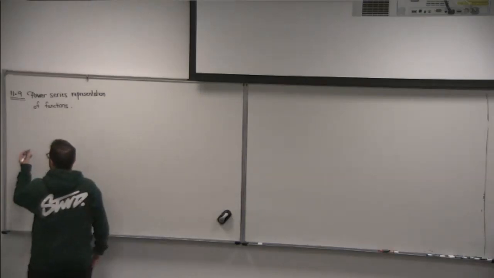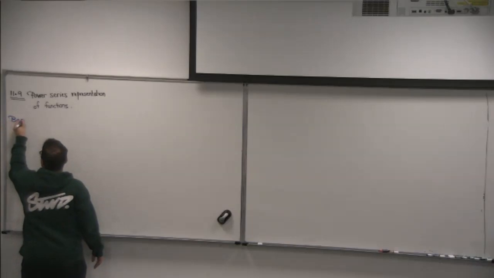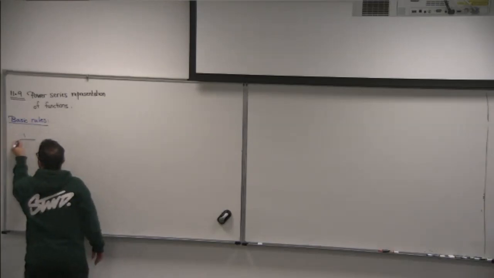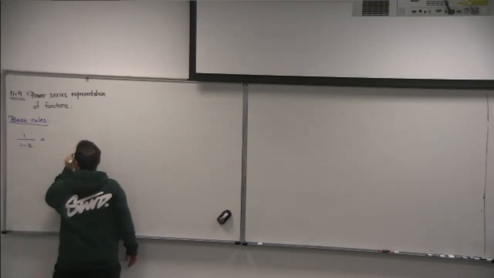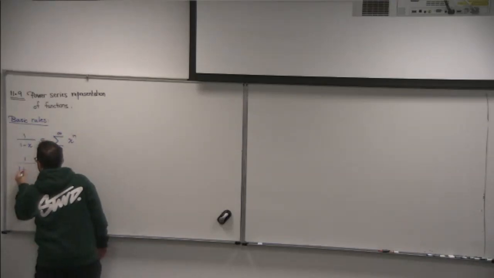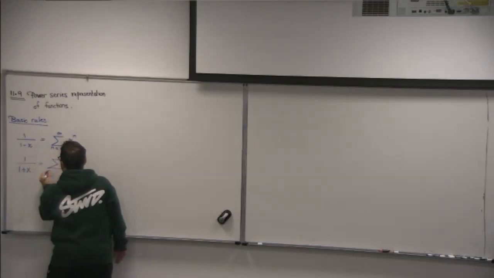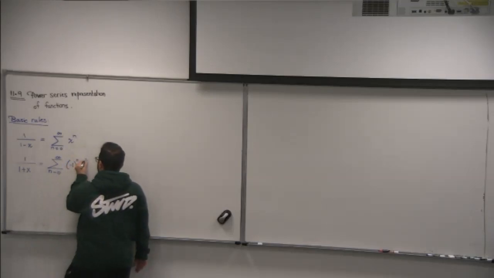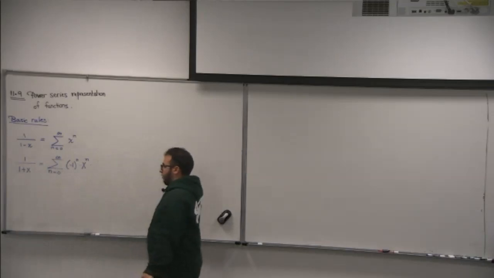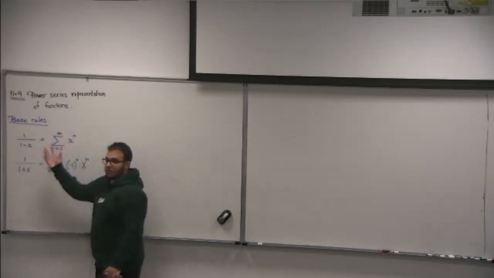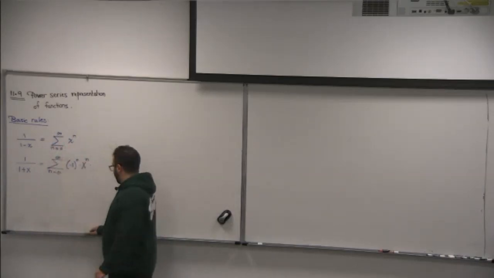Okay. So basically, we have the basic rules. For example, 1 over 1 minus x is always equal to the series n equals 0 to infinity x power n. And 1 over 1 plus x equals the series n equals 0 to infinity minus 1 power n x power n. These are the 2 basic rules. Just memorize them. I can start with questions now based on these.